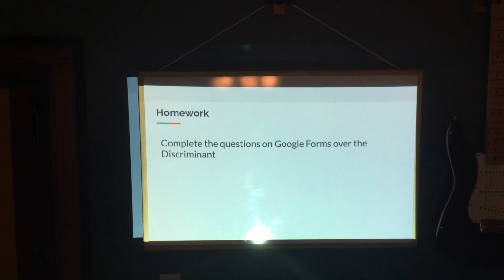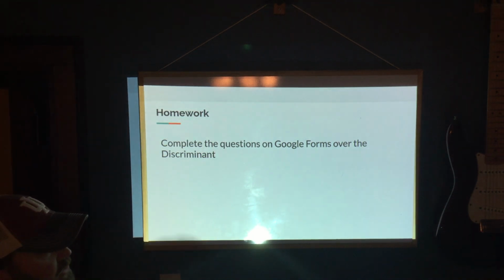Homework. I'm going to have a Google form. It'll be multiple choice, right? So you'll have to use the discriminant, and you'll have to either select no solution, 1 rational, 2 rational, or 2 irrational. All right? If the discriminant is negative, it's no solution.